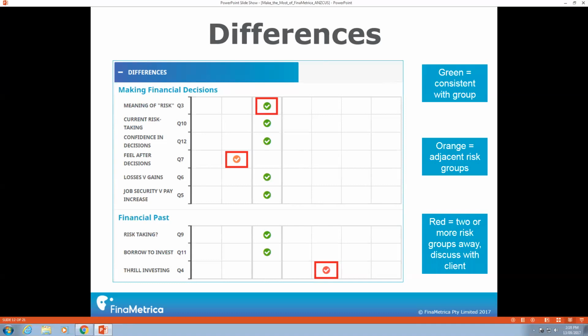In this instance, the red tick is designed to be alarm bells, essentially alerting you to these differences, and they should be discussed with the client. So ask why your client thinks it might be that they chose a lower or higher option than is typical of their risk group. But it's important not to make too much of any particular difference. Remember, these are people and not clones.